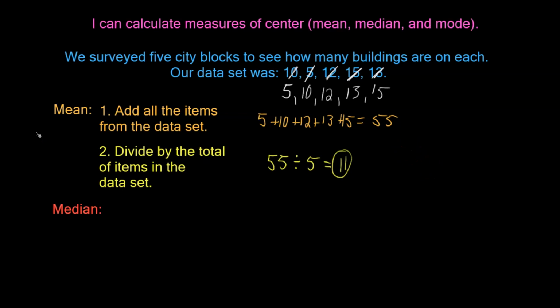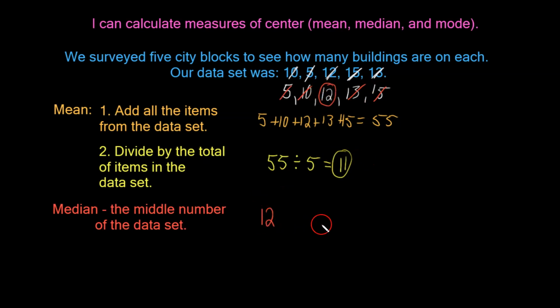Now we're going to calculate the median. The median is the middle number of the data set, so we can look at this data set up here. And maybe a good strategy to try would be to just cross the numbers off from outside to inside until you get to the middle. And we see that our median is going to be 12 in this instance. And this is pretty easy because there's an odd number of entries in the data set.